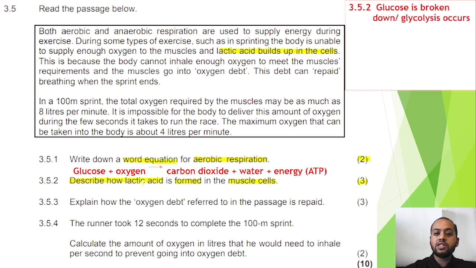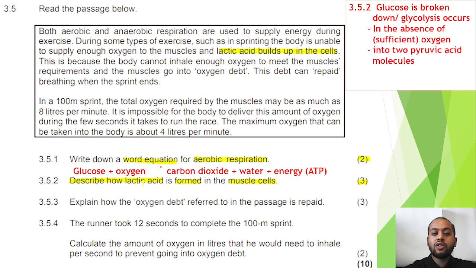So if we look at the answer to 3.5.2, glucose is broken down, the process of glycolysis occurs. It occurs in the absence of oxygen, and the glucose is broken down into two molecules of pyruvic acid. The pyruvic acid is then converted into lactic acid. So the question is for 3 marks. Any 3 of these points would have given you 3 marks for the question.